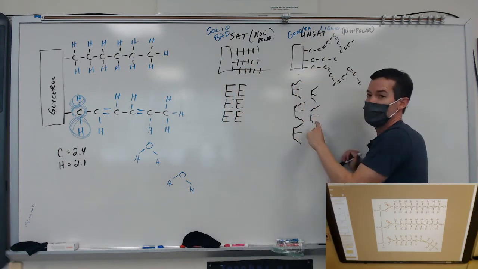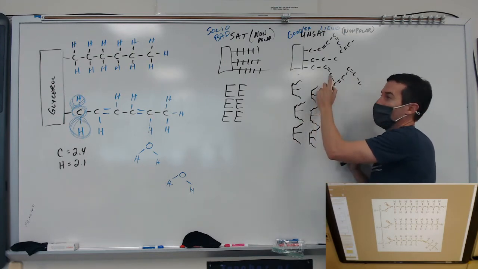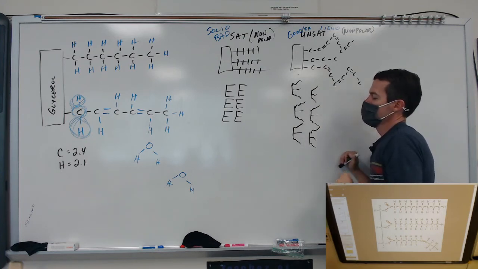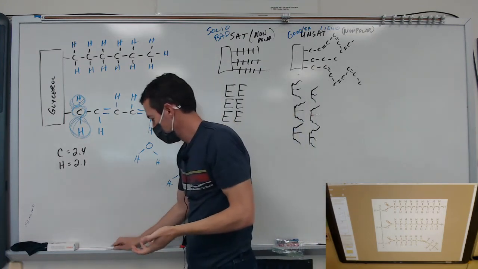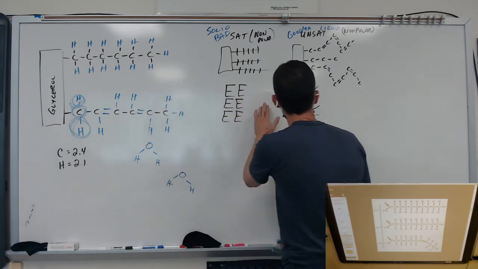Unsaturated fats tend to be more liquidy. Why? Well, they have kinks in their tails. Why? They tend to have more double bonds. Okay, so now, they're both high in calories. So why is this one bad and this one good?